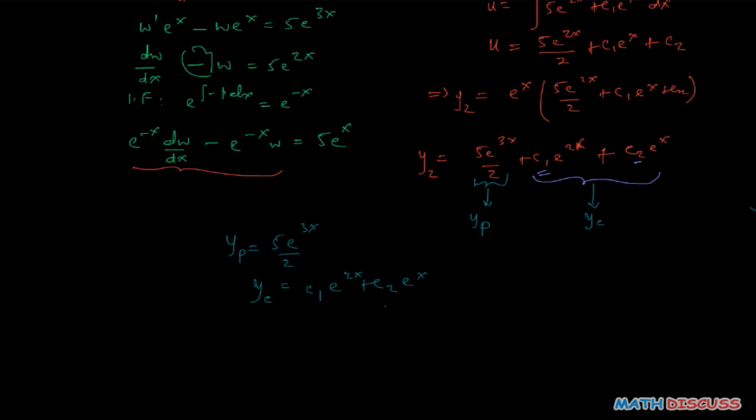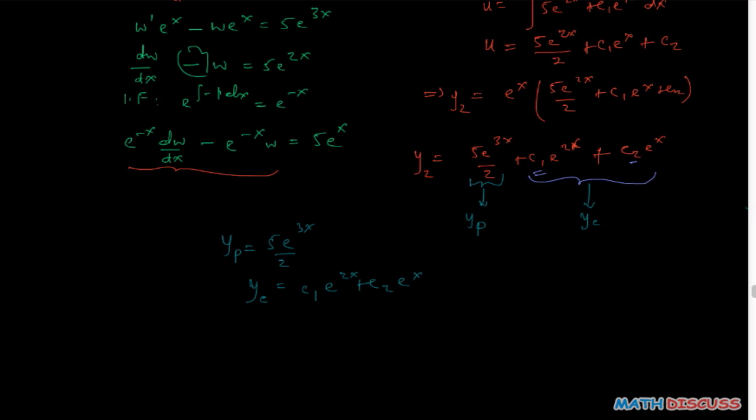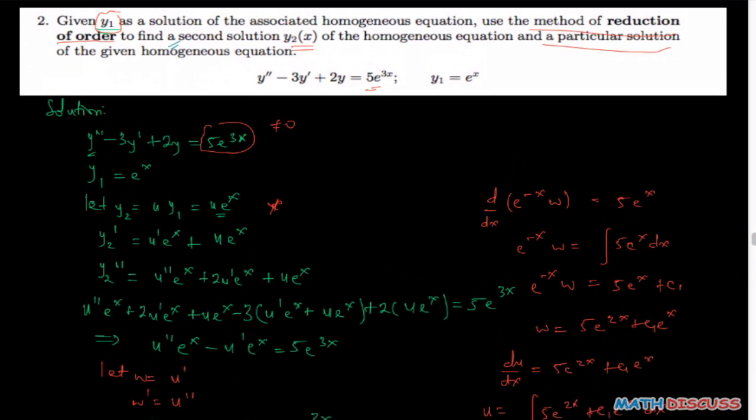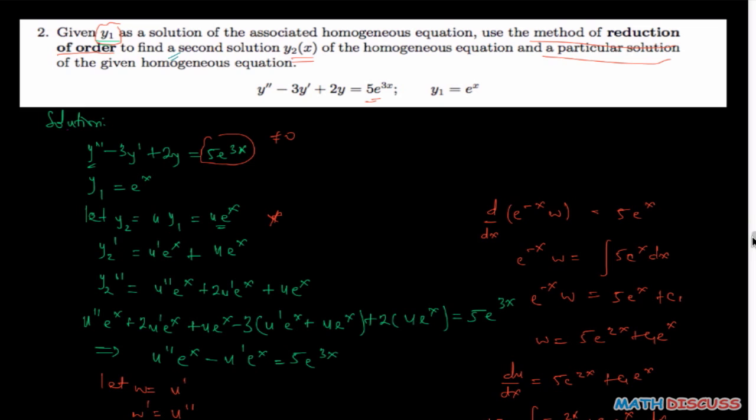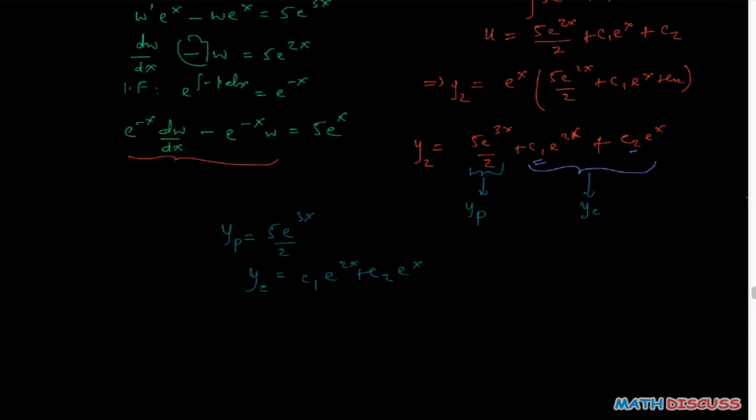You could choose anything, but you have to be careful. You don't just choose c1 and c2 randomly. According to what we have here, we're given that y1 equals e to the power x. So any number you substitute for c1 and c2, it shouldn't give the same thing as e to the power x, or else they're going to be multiples of each other. Because our aim of finding a second solution that complements this must be linearly independent.